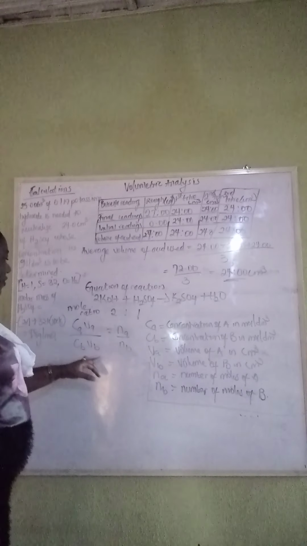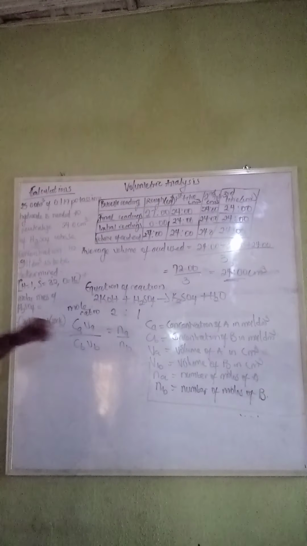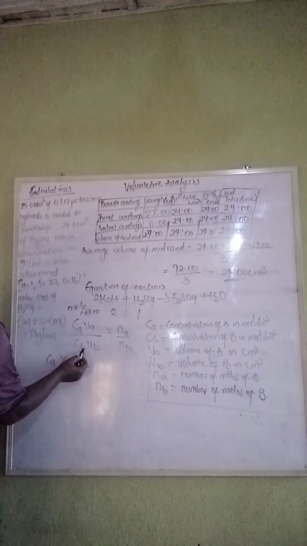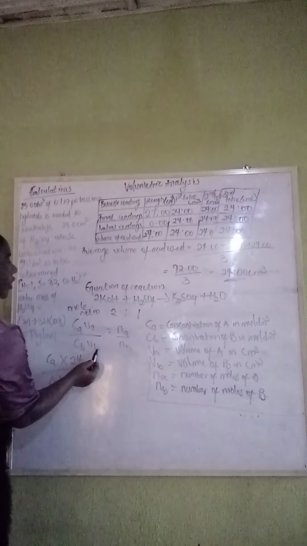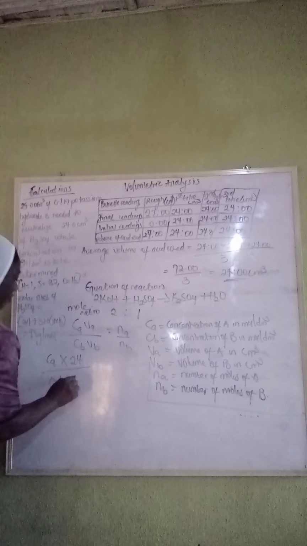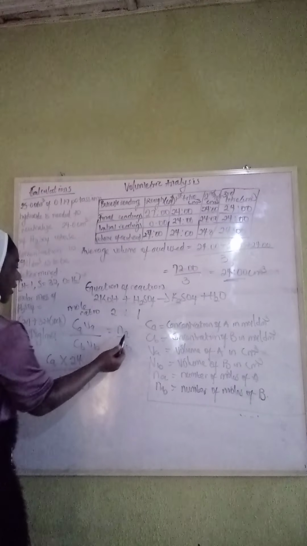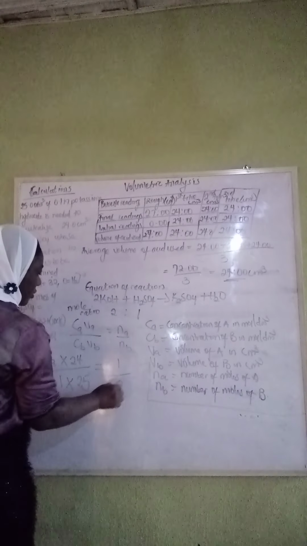So that is where we are going to apply our CAVA over CBVB equals to NA over NB. Now what is our CA? That is what we are looking for. We have our CA times, what is our VA? What we got here, 24, over, what is our CB? It has been given to us in the question, 0.1. What is our VB? Our VB is 25 because we used 25 cm cube of the base. What is our Na? That of the acid is 1. The mole ratio, 1 over 2.